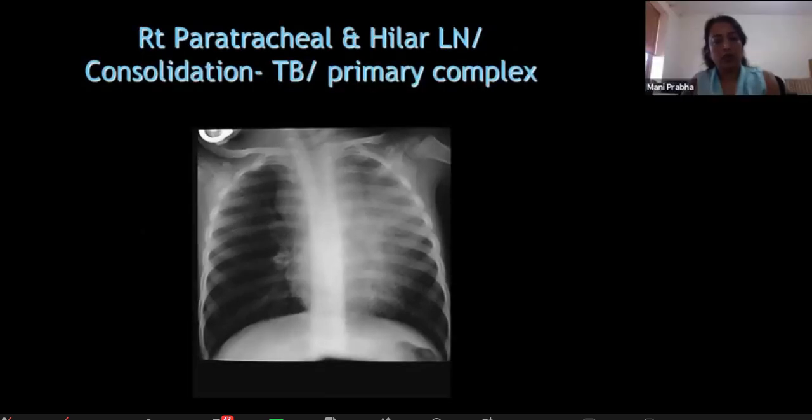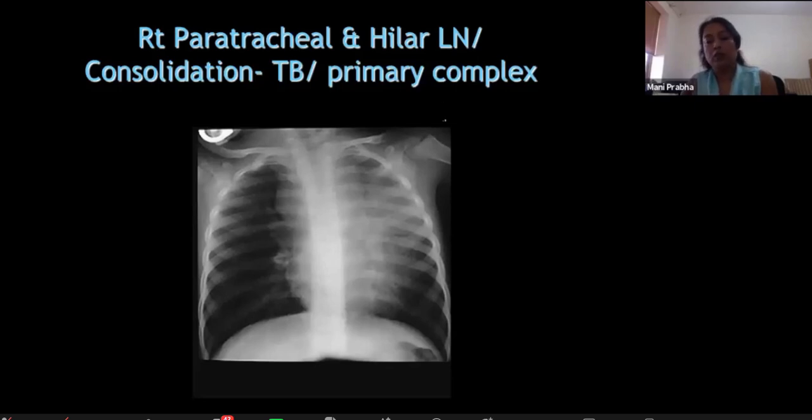So this is the diagnosis of this one. Right paratracheal and hilar lymph node enlargement, although hilar lymph nodes we don't see very well on this X-ray, and it would be better demonstrated on a CT scan, and there is consolidation. So even TB is a part of the differentials and should be considered. TB also can be seen in children as well.